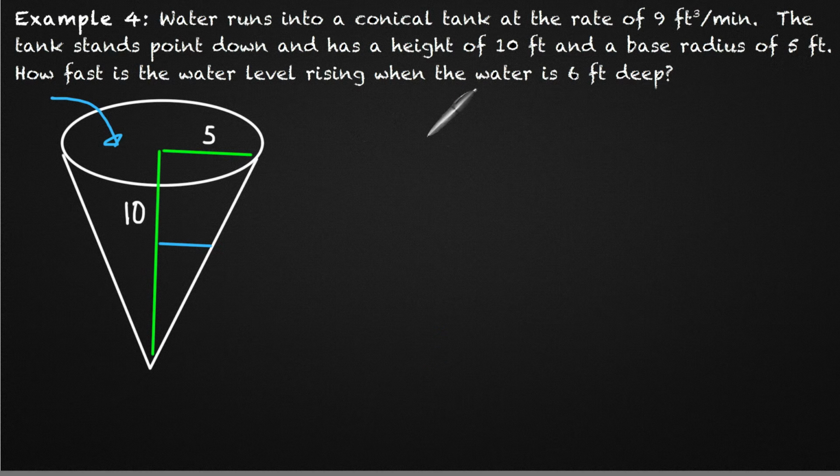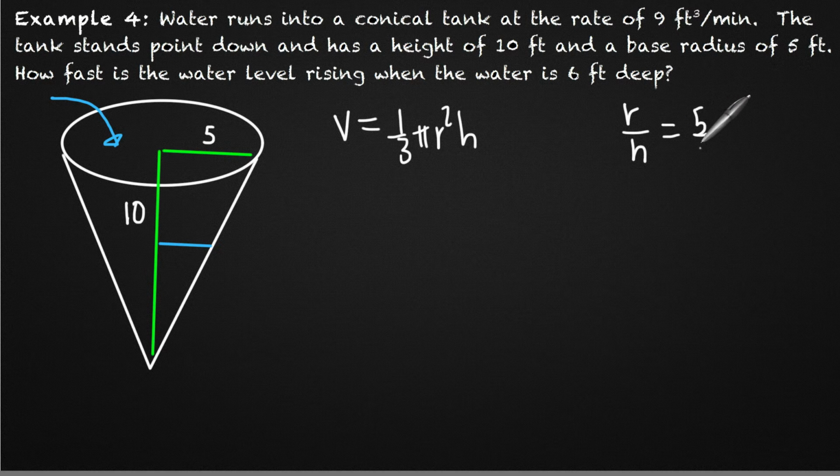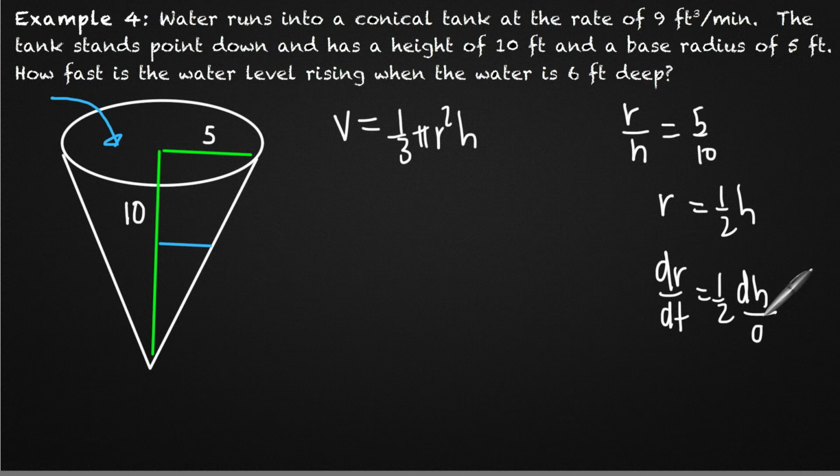In case you're wondering, another way that problem could have been done is by not actually getting rid of both variables and leaving them both in there. So let's go ahead and do it a second time. 1/3 pi r squared h. Now, we know the relationship between the radius and the height, so radius is to height as 5 is to 10. So r equals essentially 1/2 h. Now, you could actually take the derivative on both sides of this equation, and you can say dr/dt is equal to 1/2 dh/dt.